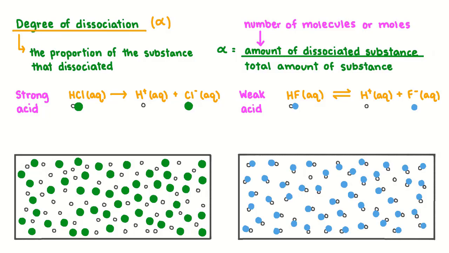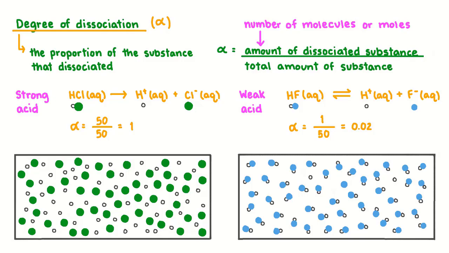Let's go ahead and calculate the degree of dissociation for each acid. The total number of hydrochloric acid molecules was 50, and all 50 molecules dissociated. So the degree of dissociation is 1. There were also 50 molecules of hydrofluoric acid, but only one molecule dissociated. So the degree of dissociation is 0.02.